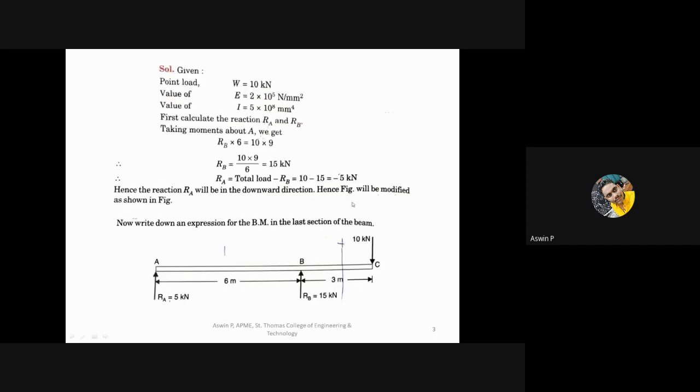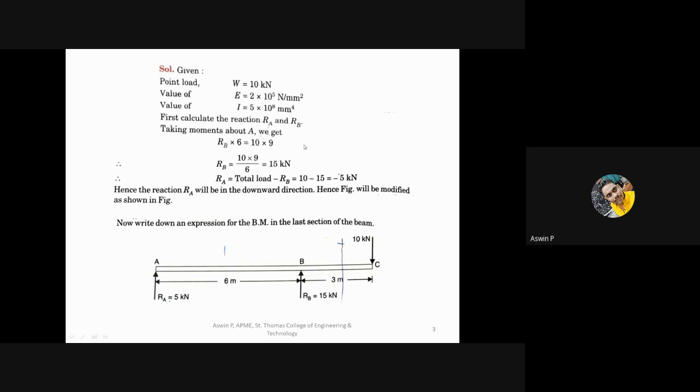Okay, for that, first of all, we need to calculate the reactions at A and B as we do normally. For that, taking moment about A. This is the figure, a similar figure is here. So if we are taking moment about A, definitely RB is in the counterclockwise direction, so RB into 6 meters will be positive, and the 10 kilonewton is in the clockwise direction. So 10 into 9 will be clockwise, that will be minus. So you can write RB into 6 minus 10 into 9 equal to 0.